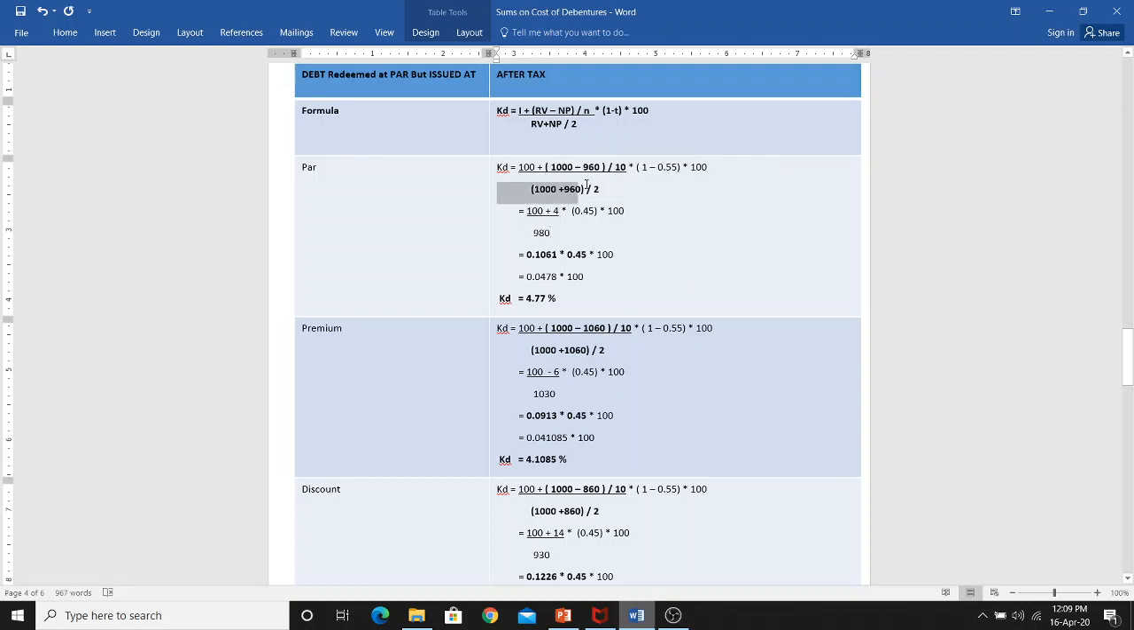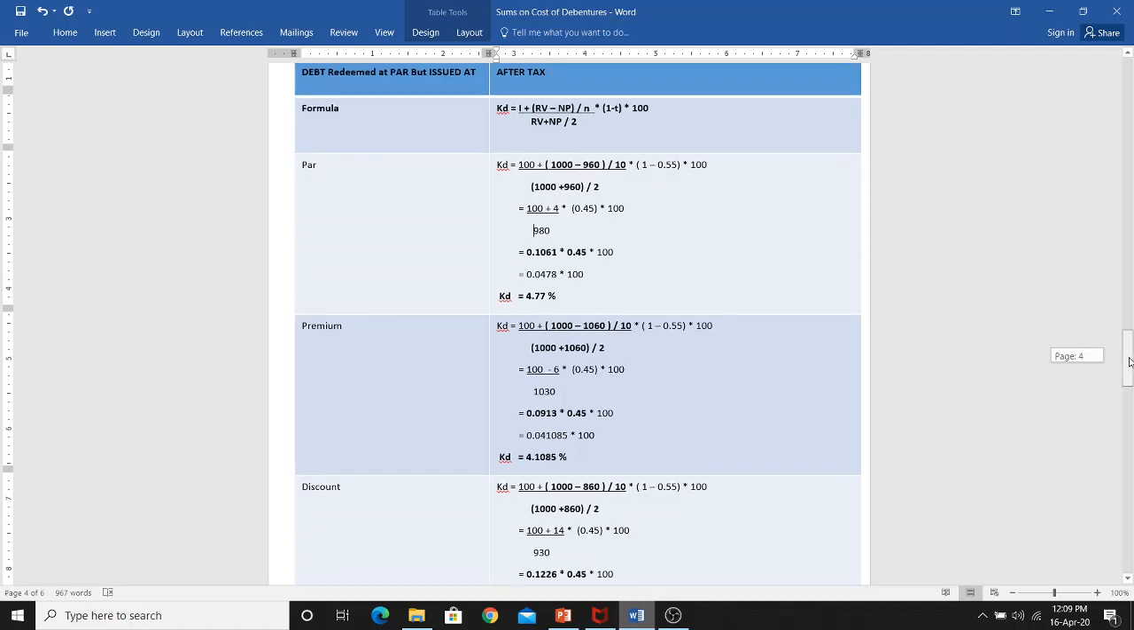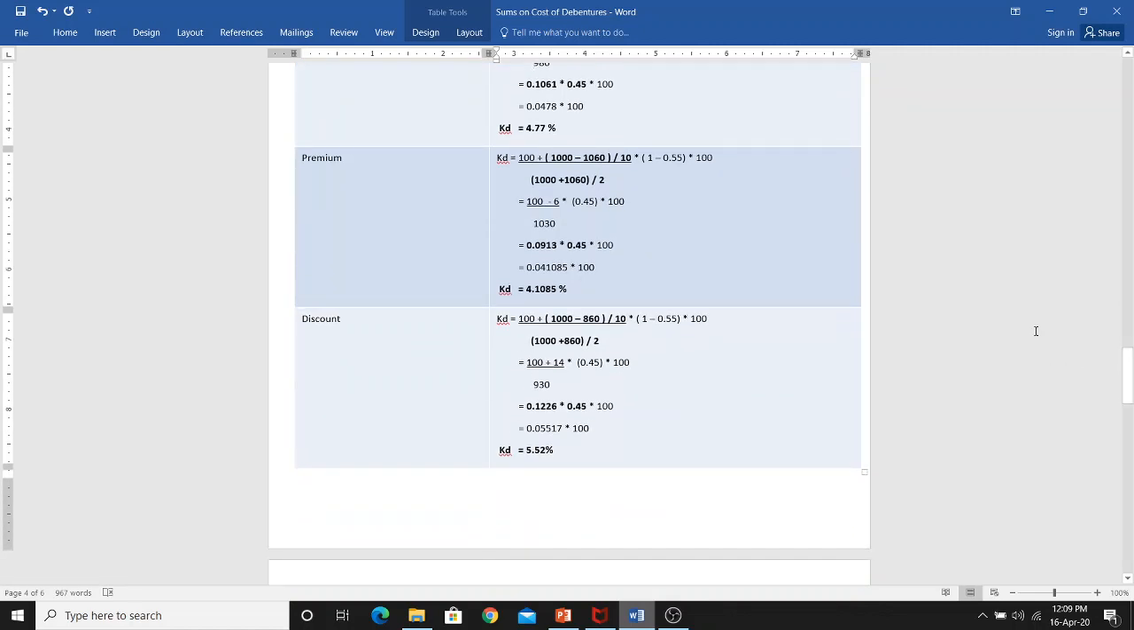Now how do you calculate the denominator? We did nothing but 1000 plus 960 divided by 2. It gives you 980. Then once the numerator is divided by the denominator, multiply with the tax rate, and the last step is to multiply it with 100. Similarly, we have done for premium. You all can go through it, and for discount. See, in the final solution, we have just substituted the figures that we have calculated in the working note in our formula.